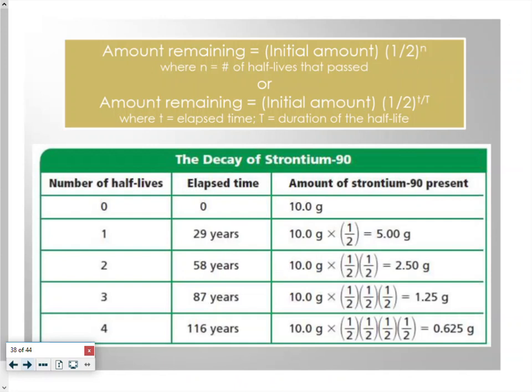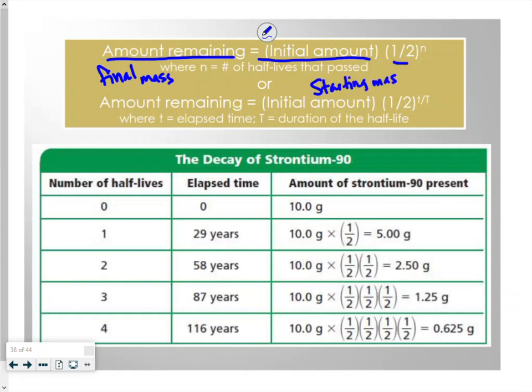Now, there are 2 ways to work these problems. We give you the formula on the sheet here. Amount remaining, I like to say, is like the final mass. Initial amount would be like your starting mass. And then it's 1/2 raised to the n, where n equals the number of half-lives. Now this formula is very simple and easy to use if you know the number of half-lives.